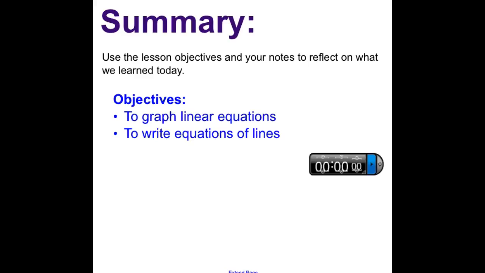All right, that was the end of lesson 2-3 from Algebra 2. Our objectives today were to graph linear equations and to write equations of lines.